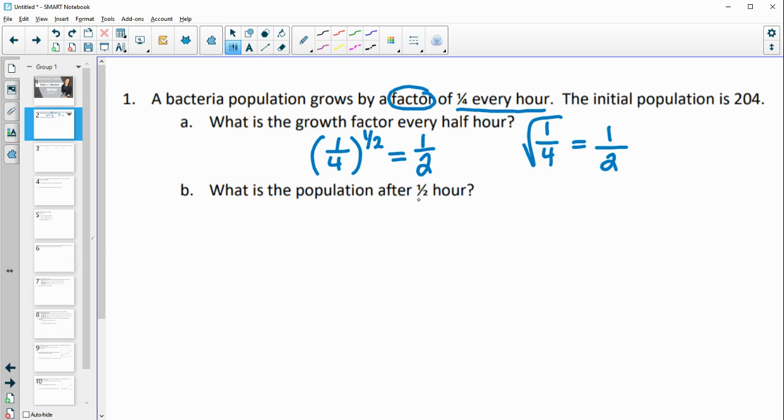Then what is the population after half of an hour? So then we would do 204 times the growth factor for the half hour, which is 1/2. And that would get us 102.